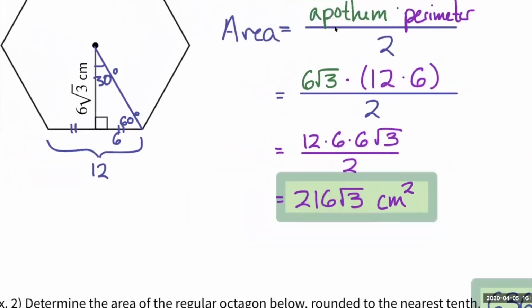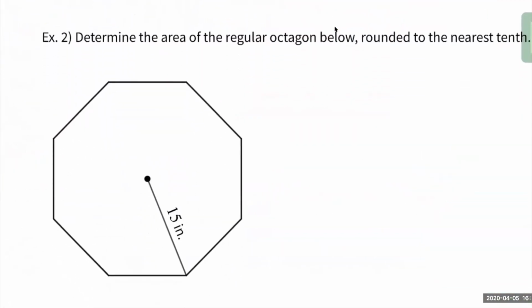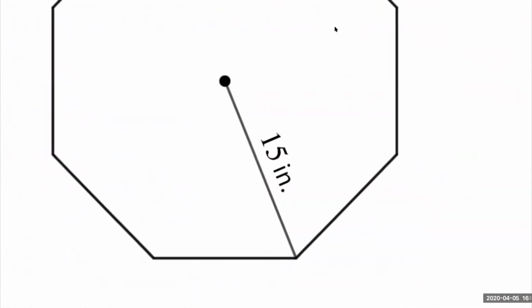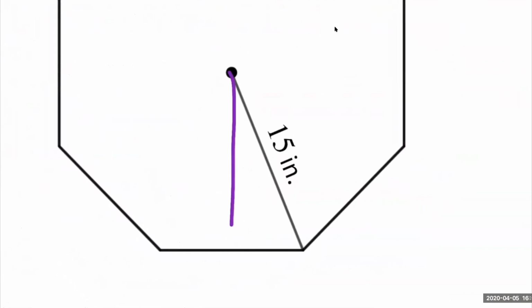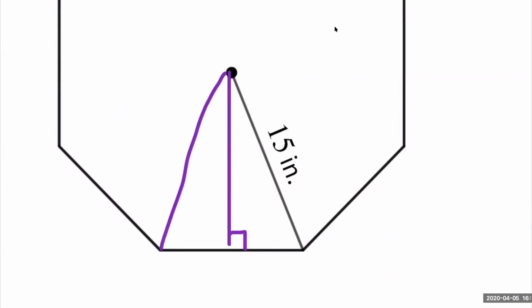So now let's talk about our next example. Determine the area of the regular octagon below, round to its nearest tenth. All right, we're going to do a similar thing here. So I'm going to draw on the apothem because we need it to make that right triangle. And then we can think about what the central angle of this octagon is. All right, so 360 divided by 8 is going to be equal to 45.